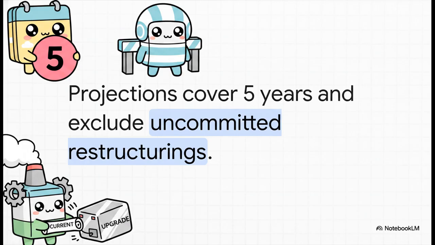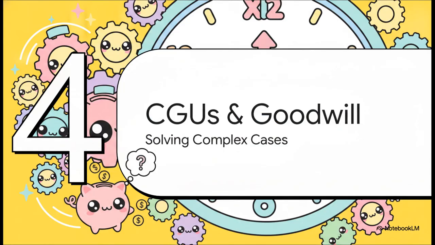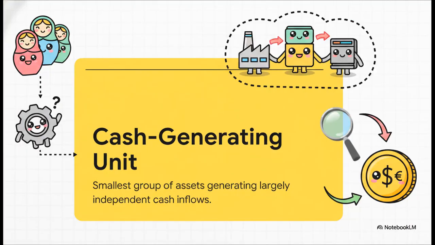Let's jump over to Section 4, cash-generating units and goodwill, solving complex cases. But wait, what happens if an asset doesn't generate cash entirely on its own? You can't always isolate the value of a single gear inside a massive clock, right?